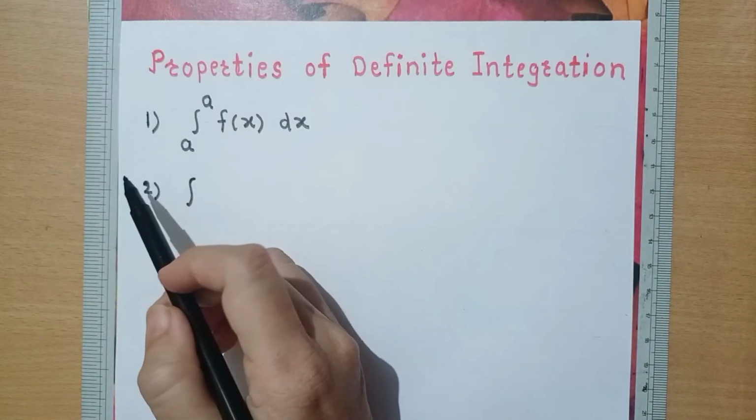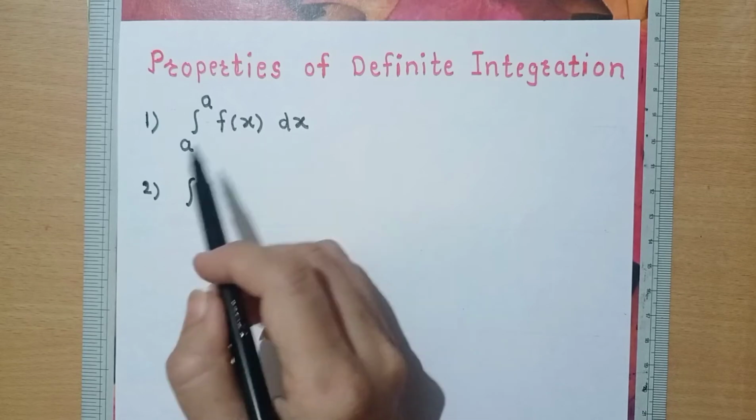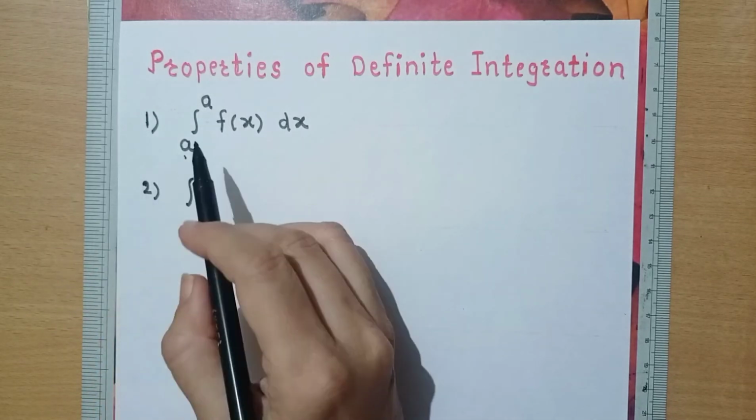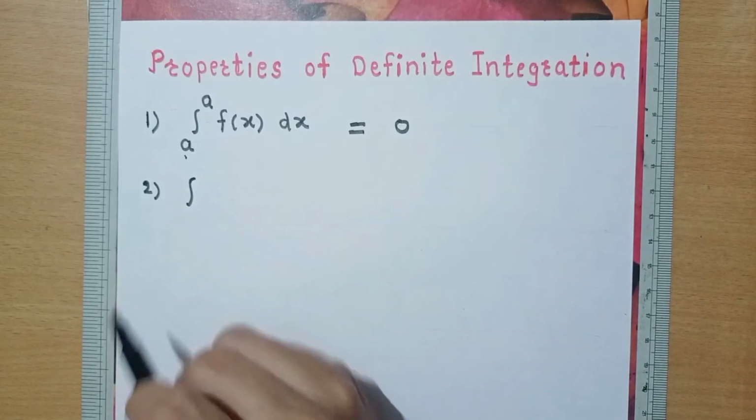So first property is integration from a to a f(x) dx. Now check here, lower limit is same as upper limit. So in this case its value is 0.